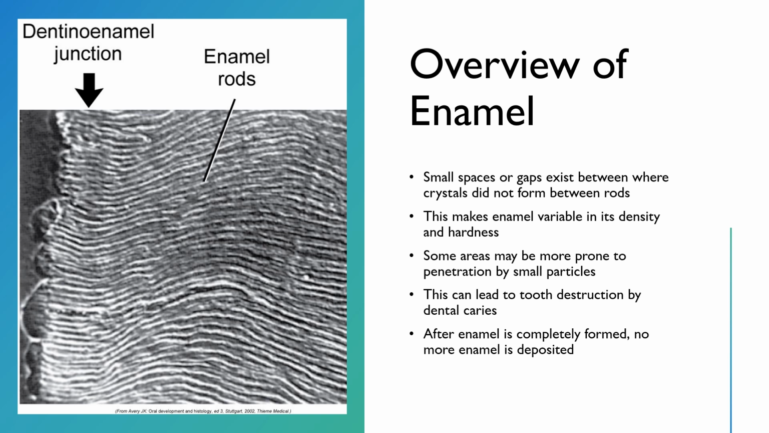Now, after enamel is completely formed, no more enamel is going to be deposited. Okay, so once that tooth is fully formed, the ameloblasts will stop depositing enamel, and the enamel does not continue to be deposited. Okay, so by the time we have our full clinical crown exposed, there is no more enamel that is being deposited. Okay, so our body stops developing that, and the ameloblasts will be excreted. Okay, they'll go away.